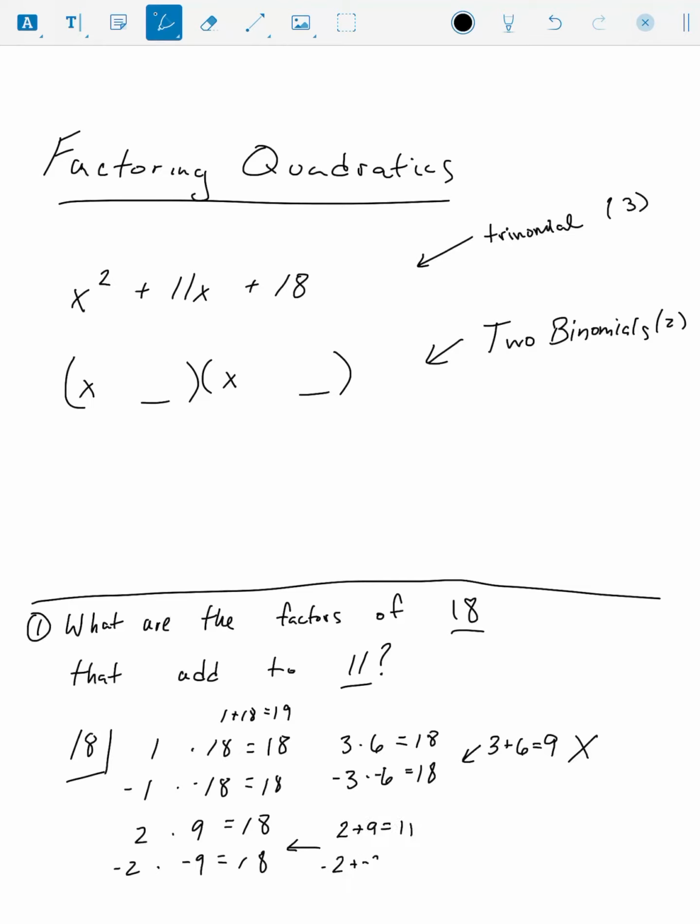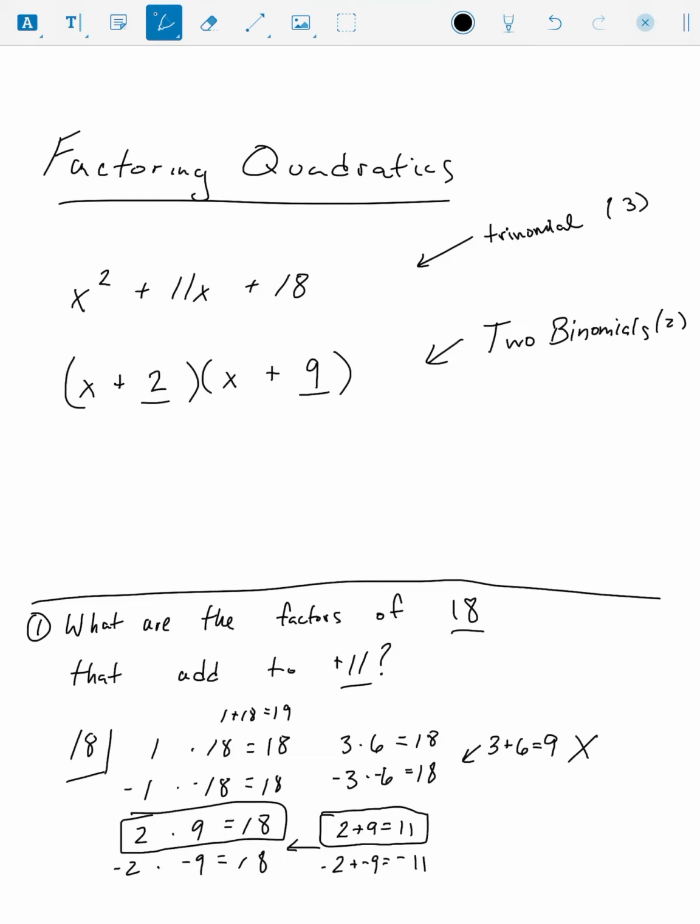Now again, I want to find out which factors of 18 add to positive 11. Meaning, the factors I should choose are 2 and 9, and they are both positive, positive 2 and positive 9. Now, I'll add 2 and I'll add 9 to both binomials. And there I've successfully factored a quadratic equation.